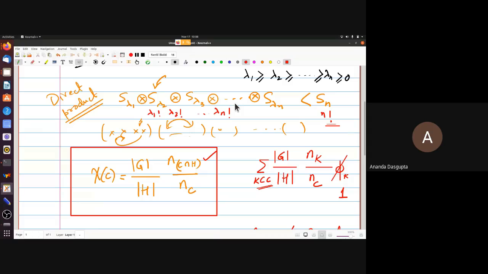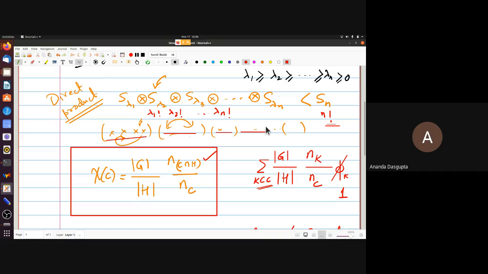Let me just remind you, lambda 1 is a permutation of the first lambda 1 objects. Lambda 2 is a permutation of the next lambda 2 objects. And these permutations, of course, will have cycles of their own, right? I don't really get your question about 5 lambdas. I'm not sure.